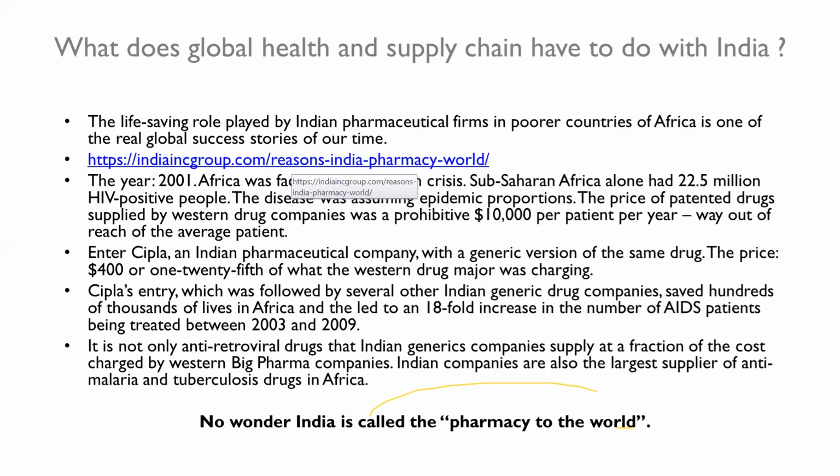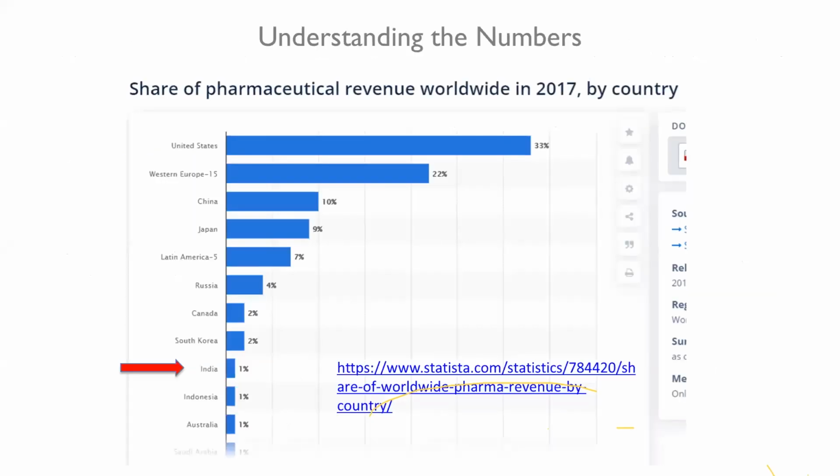We've had a similar situation around malaria medicines and TB medicines. And India is now being called the pharmacy of the world because of this ability to manufacture low-cost generic medicines. But the numbers are often very misleading. If we look at the revenue worldwide of pharmaceuticals, India is right down the list here at only 1%. How can India be the pharmacy of the world if it's only supplying 1% of the global market?